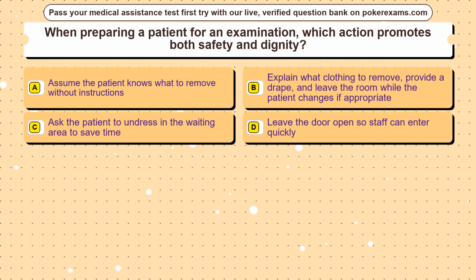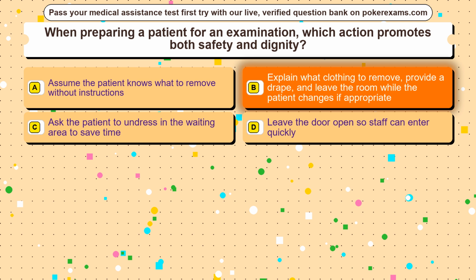Question 93. When preparing a patient for an examination, which action promotes both safety and dignity? Option A, assume the patient knows what to remove without instructions. Option B, explain what clothing to remove, provide a drape, and leave the room while the patient changes if appropriate. Option C, ask the patient to undress in the waiting area to save time. Option D, leave the door open so staff can enter quickly.